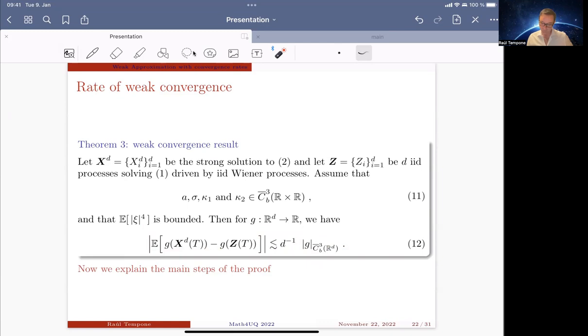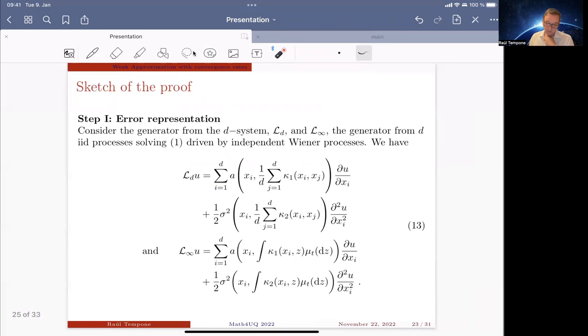Why is this so? Well, let's see. This is essentially based on the Talay and Tubaro trick to represent this weak error as a difference between cost-to-go functions evaluated at final time and initial time, then use the Ito formula, and from there everything follows. There will be a small technical step in between, and I'm going to make a comment on that. Okay, so error representation, Talay and Tubaro trick.